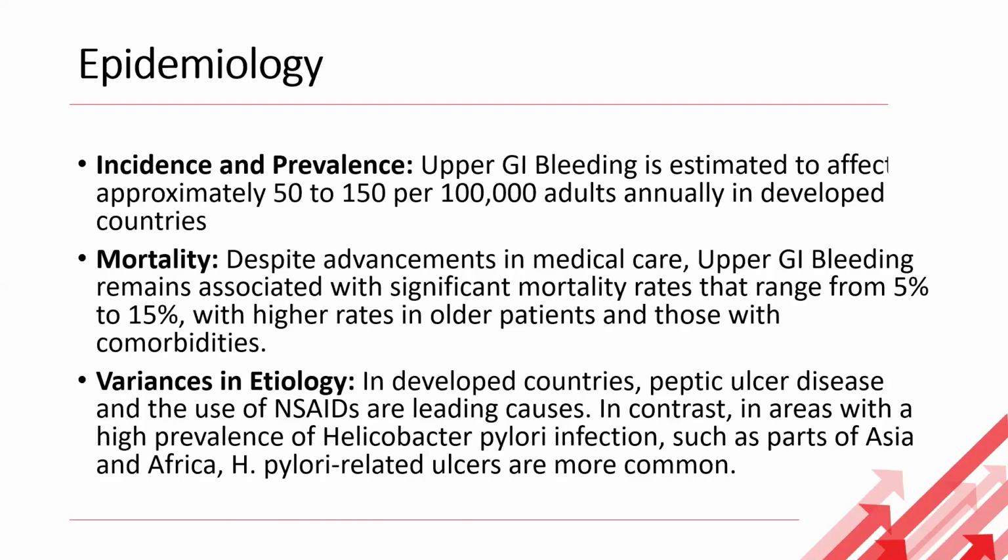Upper GI bleeding is estimated to affect approximately 50 to 150 per 100,000 adults in developed countries. And then you have your mortalities. So epidemiology basically depends on your incidence and prevalence. Mortalities usually range between 5% and 15%, with higher rates seen mostly in older patients and those with comorbidities.